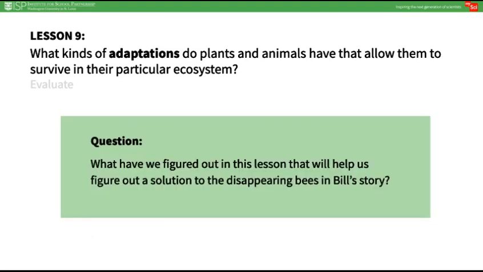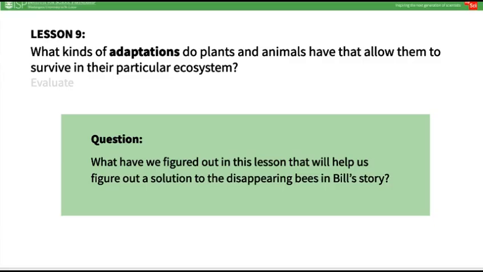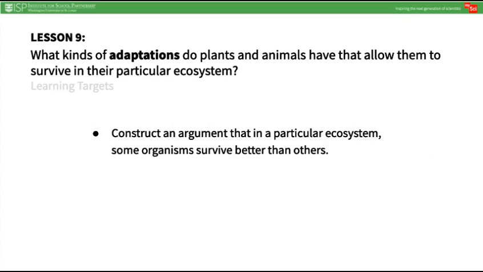survive. Finally, return to the unit phenomenon of the disappearing bees and ask what we have figured out in this lesson that will help determine a solution to the disappearing bees in Bill's story. Continue recording their ideas on the ongoing chart paper list so that students have evidence of how their thinking on the phenomena is changing over time. By the end of this lesson, students will construct an argument that in a particular ecosystem, some organisms survive better than others.